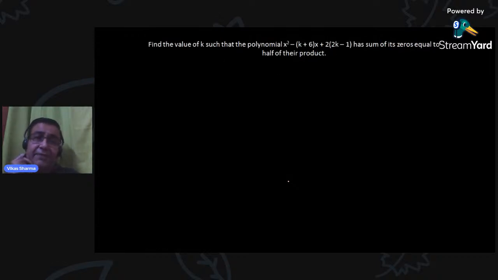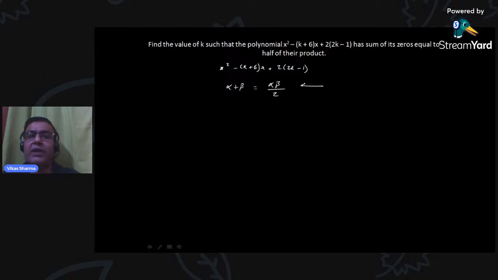Okay, we have to find the value of k such that the polynomial x square, let me write the polynomial again, x square minus k plus 6 times x plus 2 times 2k minus 1 has sum of its zeros equal to half of their product. That means the sum of the two zeros alpha plus beta, if the two zeros are alpha and beta, is equal to half their product. So it should be equal to alpha beta divided by 2. So this is what we are given.